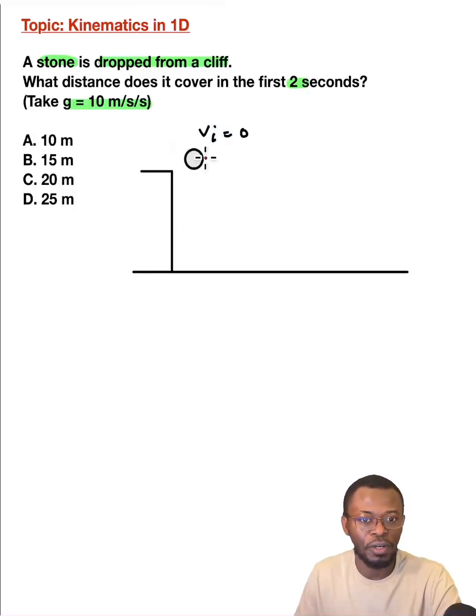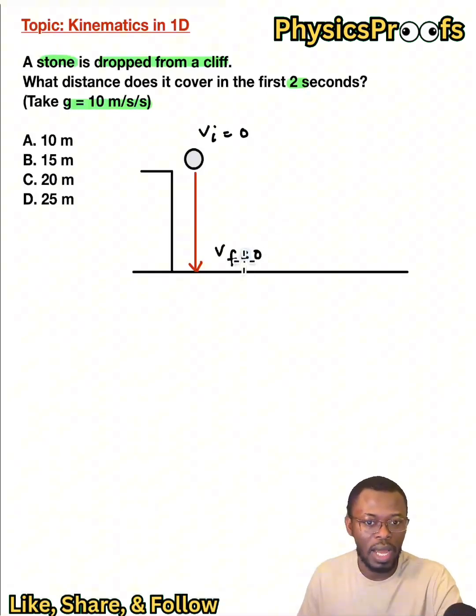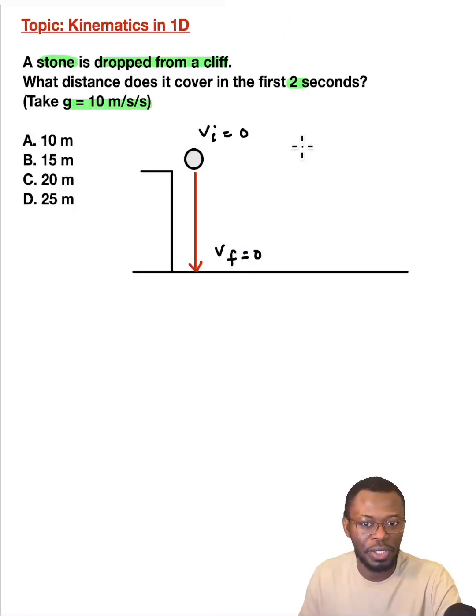What happens to this stone? It is going to fall vertically downwards until it hits the ground with some final velocity, v final, and that is not going to be 0. Why? Because we do have acceleration due to gravity acting vertically downwards. So g, given as 10 meters per second squared, is pointing downwards.